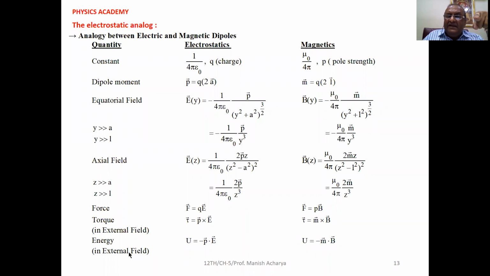Then, when an electric dipole is placed at some angle in the external electric field, its potential energy is minus P dot E. Similarly, when a magnetic dipole is placed in the external magnetic field, its potential energy is given by minus M dot B. So from this analogy also, you can easily write the equations for electrostatics and magnetics. Clear to all of you?